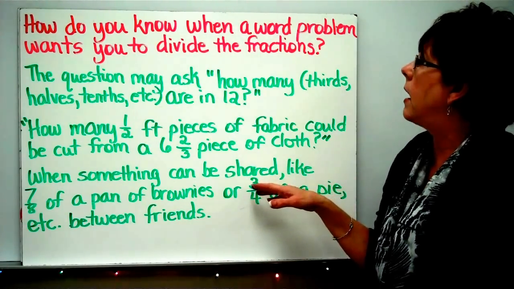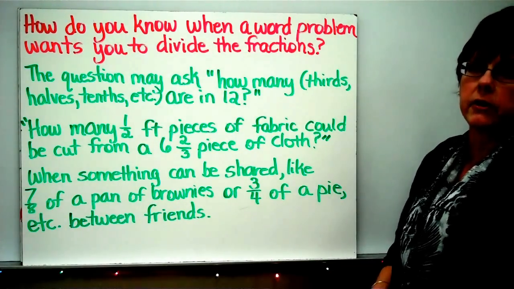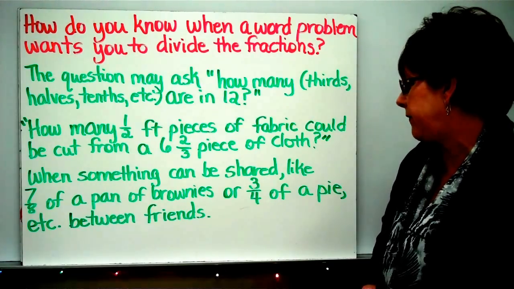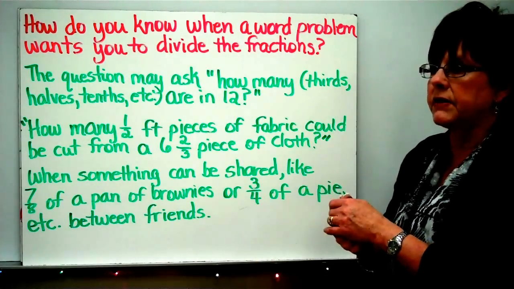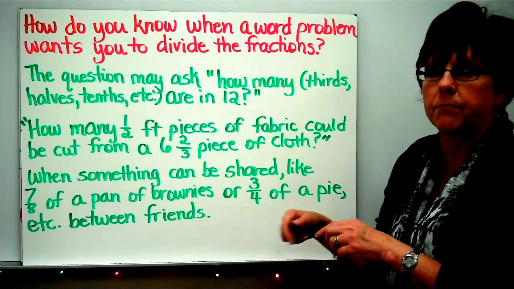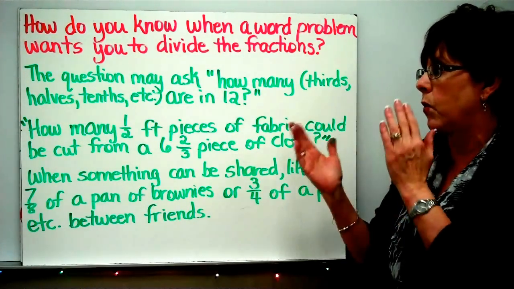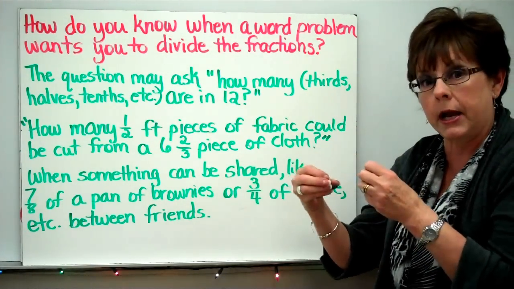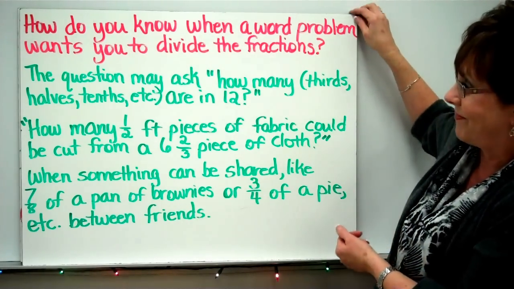Now, when you have a word problem and it's saying that somebody's going to share something, like 7/8 of a pan of brownies or 3/4 of a pie or pizzas among friends or family members. If it says 4 family members shared 7/8 of a pan of brownies, how many brownies did each family member get? When it's talking about how much can be shared, you know that you divide things up to share, especially when it's food.